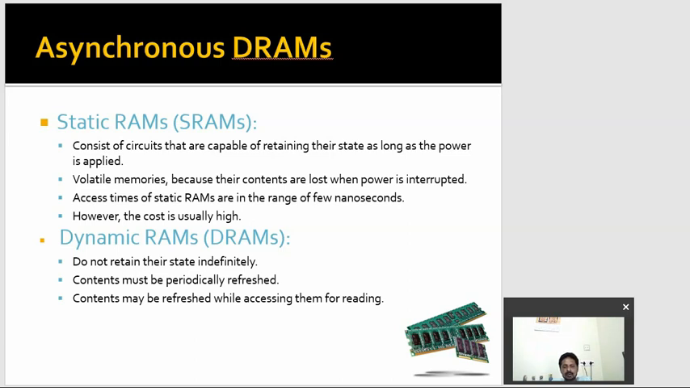Whenever the contents are periodically refreshed, automatically the speed of the memory is going to be increased because the load of the data is going to be reduced. Contents may be refreshed while accessing them for reading. Whenever you are trying to read, automatically the contents are going to be refreshed.